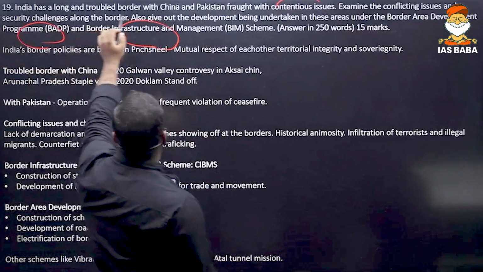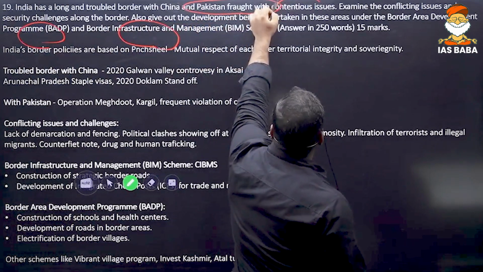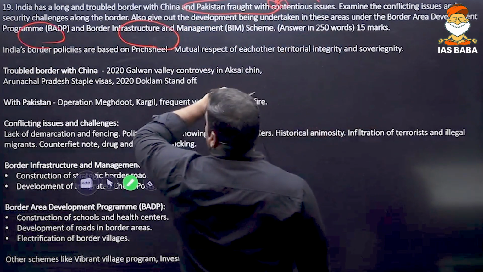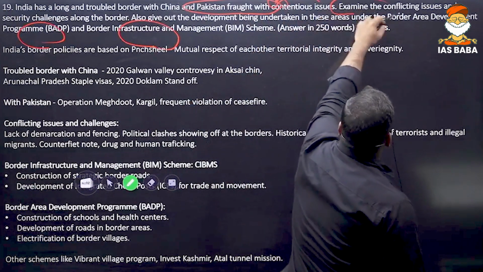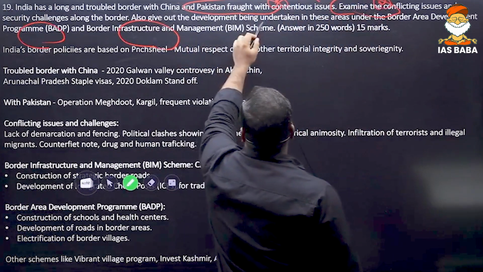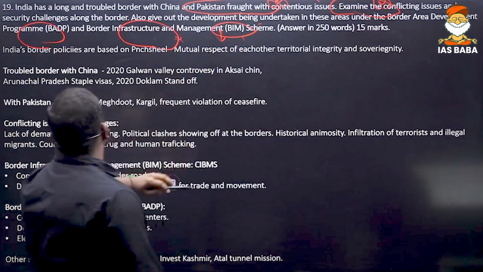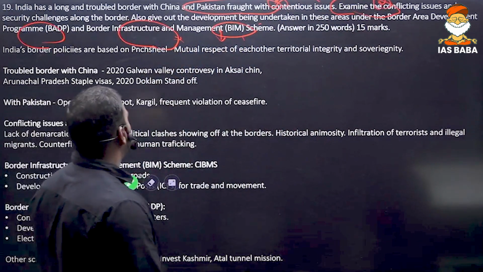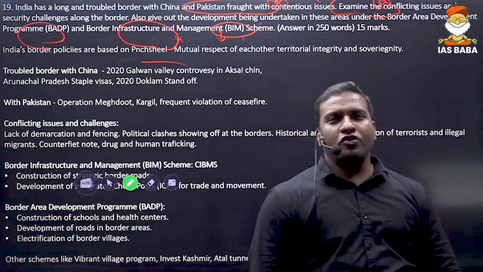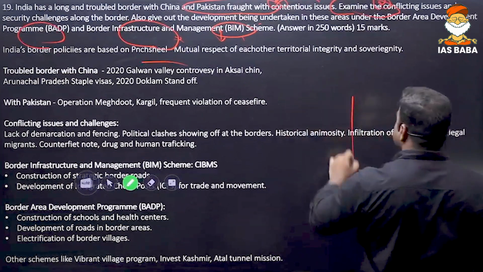First, India has a long border fraught with contentious issues. How is it fraught with contentious issues? Examine conflicting issues and challenges. What are the issues and challenges? Then third one, development being undertaken by these two schemes. Yes. Now, India's border policies are based on Panchsheel, that is mutual respect for each other's territorial integrity and sovereignty. And you can draw a diagram here.